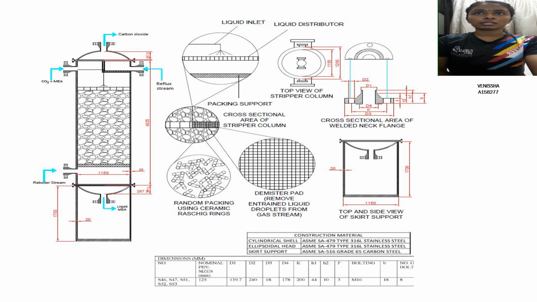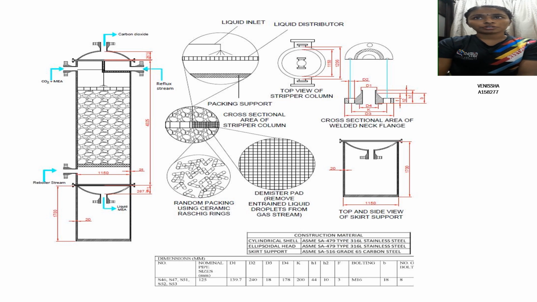This is the mechanical drawing of the stripping column. The stripping column has 3 inlets and 2 outlets. The inlets are the CO2 and MEA mixture, a reboiler stream and a reflux stream. The outlets are carbon dioxide and liquid MEA. The type of stripping column used is a packed bed stripping column.